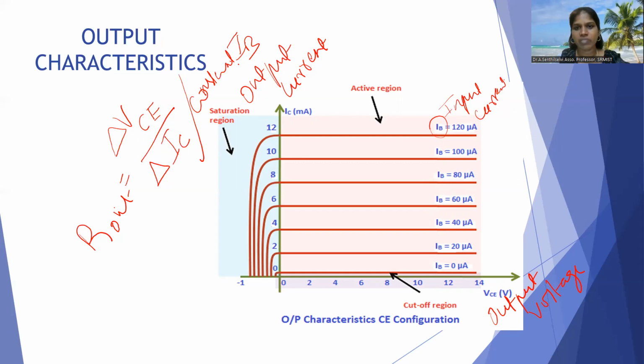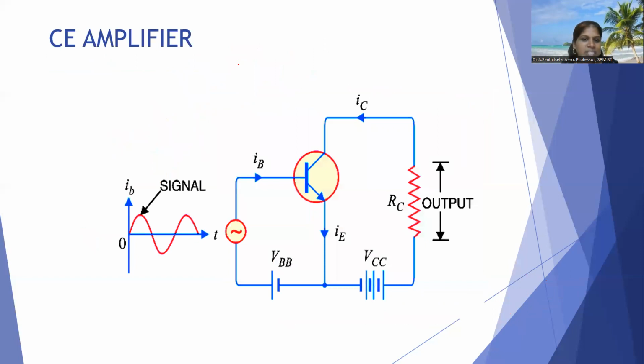Before going to the common base configuration, we will also discuss the amplifier. We all know the major application of the transistor is working as an amplifier. It also works as a switch. But in our syllabus, we have the common emitter amplifier, common base amplifier, and common collector amplifier. This is an example circuit for a common emitter amplifier. This is the external DC voltage applied for the transistor to work, and this is the AC input signal given to the amplifier.